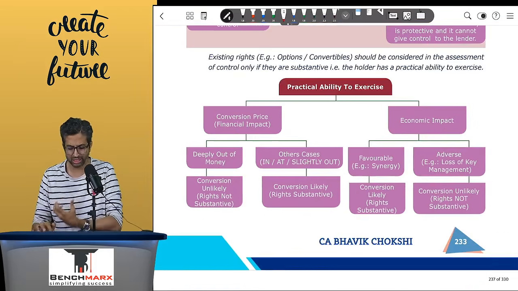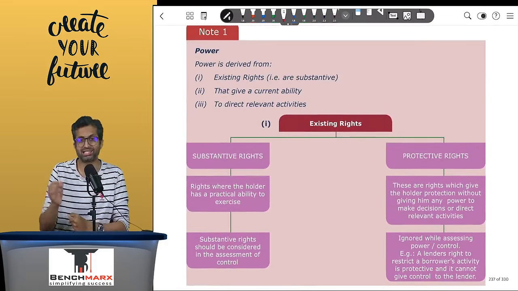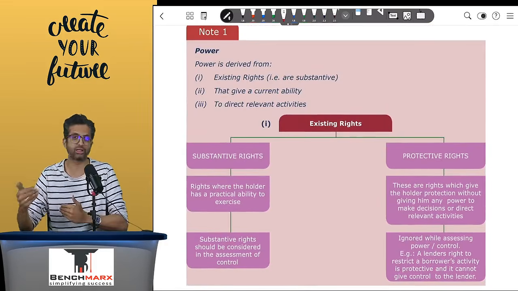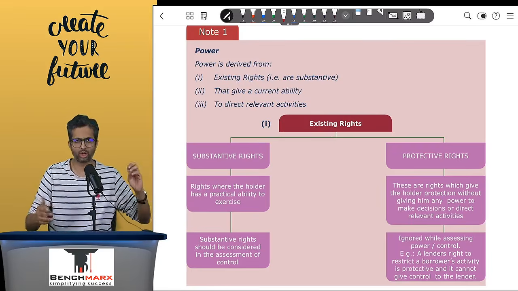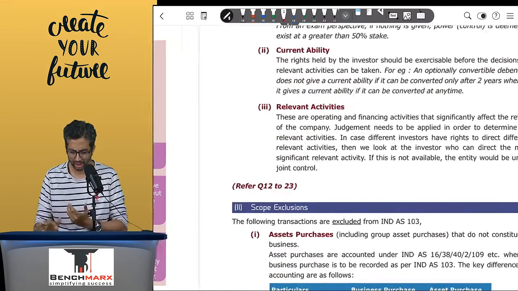So when is there a practical ability, etc., we have discussed over here. Also, the rights have to be substantive. That is, there should be a practical ability to exercise these rights. Protective rights, one needs to remember, need to be ignored. So rights which can only protect a particular holder and don't give any ability to direct activities should be ignored.